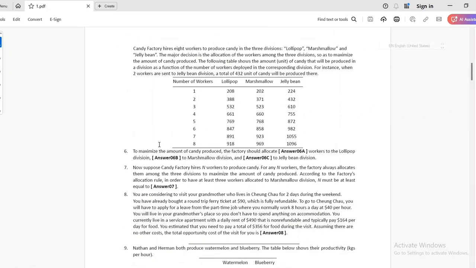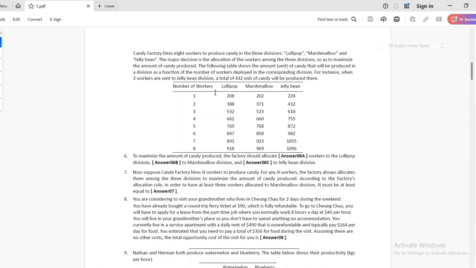Let's move on to the next question. This is the allocation of resources problem. There are 3 divisions: lollipop, marshmallow, and jelly bean, and there are 8 workers. Okay, and you need to allocate these workers to these 3 divisions. So how do you allocate them so that the output is maximum? Okay, so the question has asked to maximize the amount of candy produced. So I prefer to use Excel to solve this question, because I need to calculate the marginal benefit, or the additional benefit, of each additional worker. So let's go to the Excel.